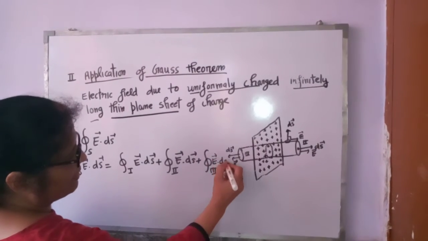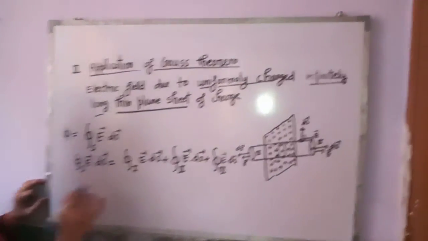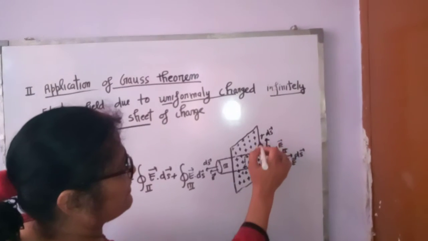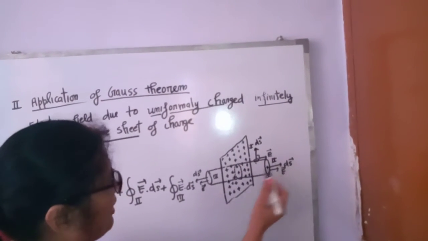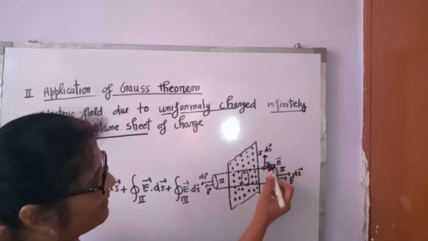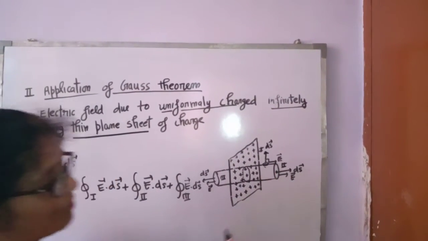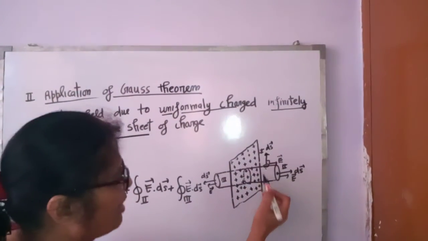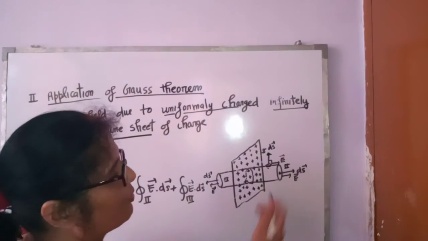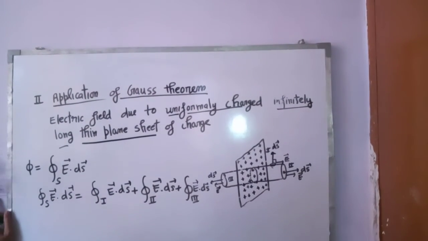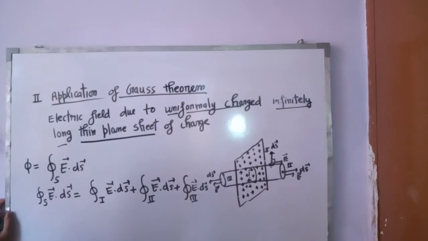Now, from the figure it is clear that this is your first part, this is your second part and this is your third part. Now here the angle between E and dS is equal to 90 degrees, and you know cos 90 is equal to 0. That means the flux through the curved surface is equal to 0, because the electric field and the area vector are perpendicular to each other.